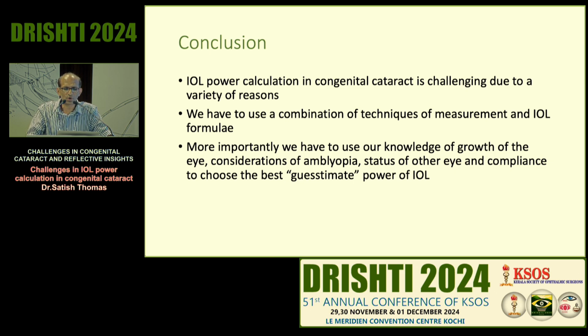We have to use a combination of techniques, of both the measurement and the formulae, in arriving at the IOL power. But more importantly, we have to use our knowledge of the growth of the eye, considerations of amblyopia, status of the other eye, and the compliance of the child to choose the best guesstimate power of the IOL.